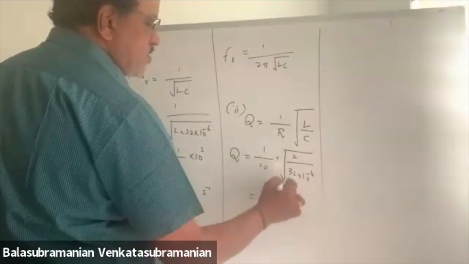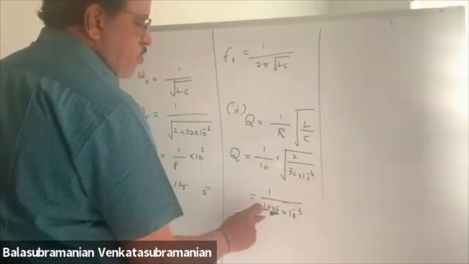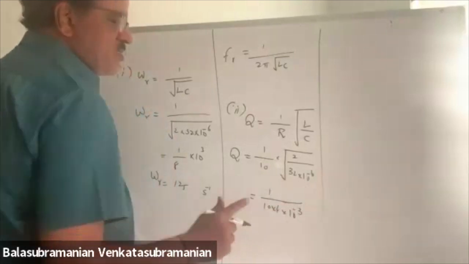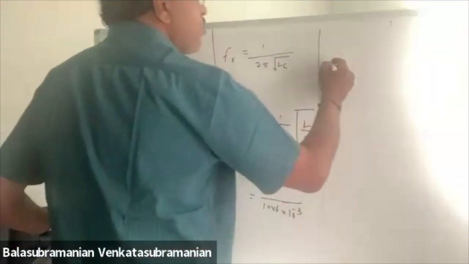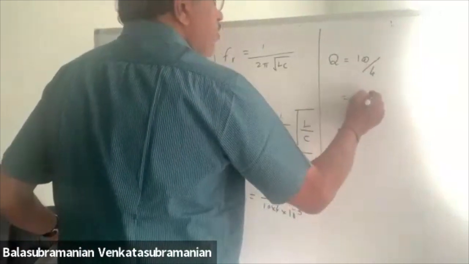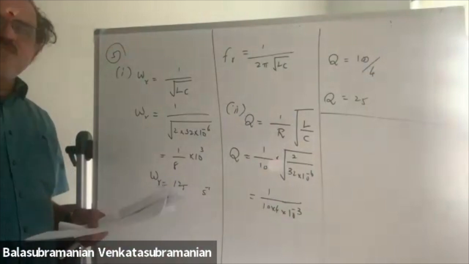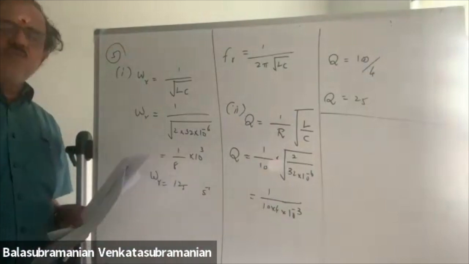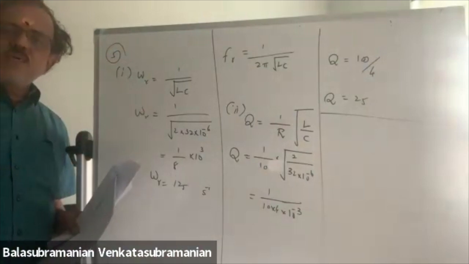10 power minus 6, outside 10 power minus 3. 10 power 1, 10 power minus 3 is 10 power minus 2. Numerator 10 power 2. So Q will be 100 by 4. That is 25. So 25, there is no unit here because it is voltage across the inductor by applied voltage.